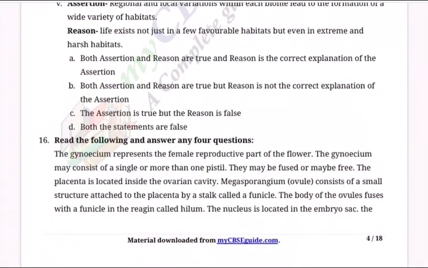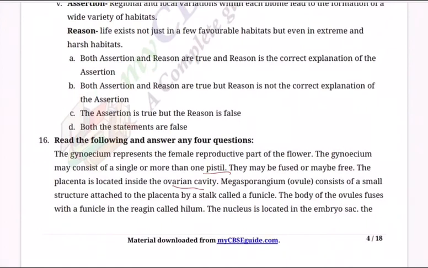Now we come to the last question in this session. Read the following and answer any 4 questions again. The gynoecium represents the female reproductive part of the flower. As all of us know, the gynoecium may consist of a single pistil or more than one pistil, polypistils. They may be fused or may be free. So syncarpous. The placenta is located inside the ovarian cavity.